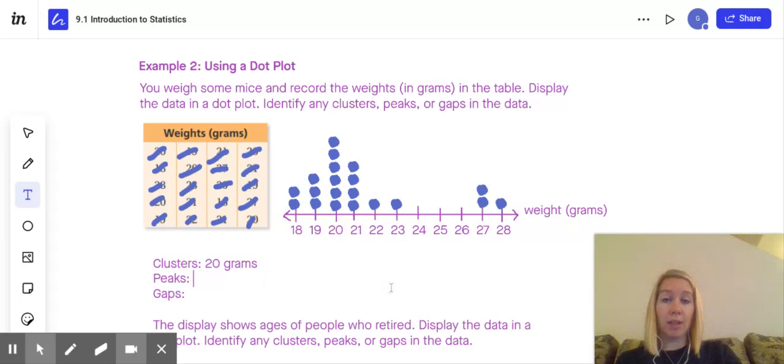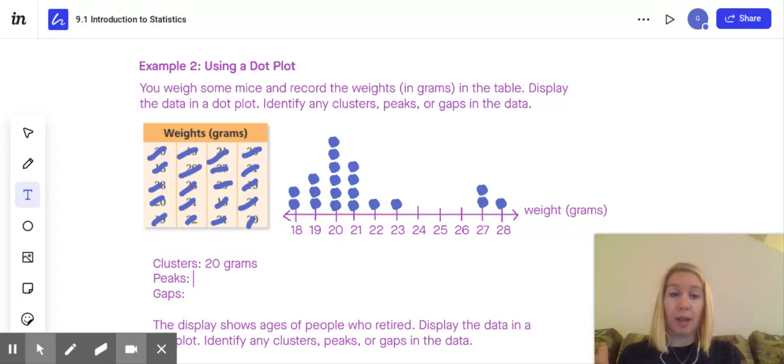Okay. Now the peaks. So there might be one peak or more than one peak, but usually there's just one peak. So think of the peak of the mountain, so like the highest point. So where is the highest point on our dot plot? Well, again, at 20, right? 20 is our peak because there's 1, 2, 3, 4, 5, 6. 6 mice weighed in at 20 grams. That's more than any other number, right? 21 is the next highest, 1, 2, 3, 4, but that's only 4 mice. So 20 would be our peak.